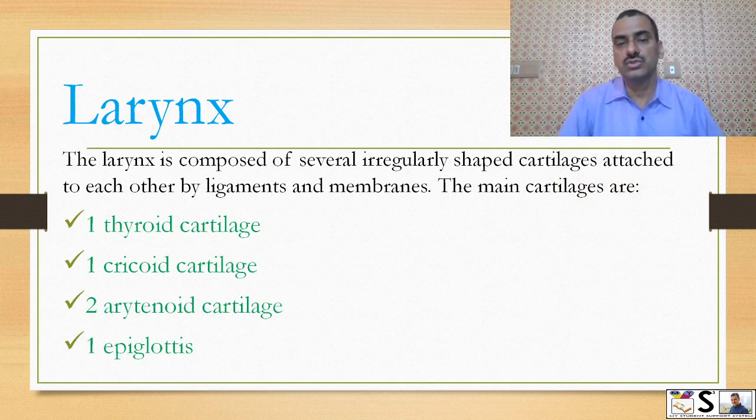The larynx is composed of several irregular shaped cartilage attached to each other by ligaments and membranes. The main cartilages are thyroid cartilage, one cricoid cartilage, two arytenoid cartilage, and one epiglottis.